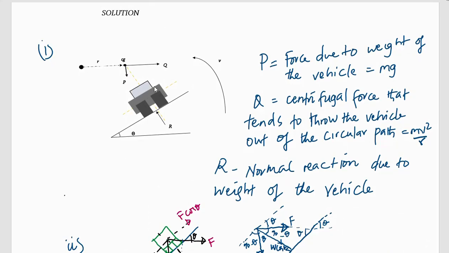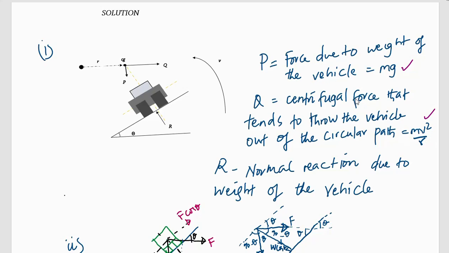This is the vehicle being acted upon by these forces as it negotiates this curved path where the track is inclined or banked at an angle theta. Now, when we look at this body, we know that this is motion on a curved path. P is always the force due to the weight of the vehicle, and it is equal to mg. Then Q is the centrifugal force that tends to throw the vehicle out of the circular path, and it is always equal to mv squared out of r, whereby m is the mass of the vehicle, v is the speed at which it is moving, and r is the radius of the path.